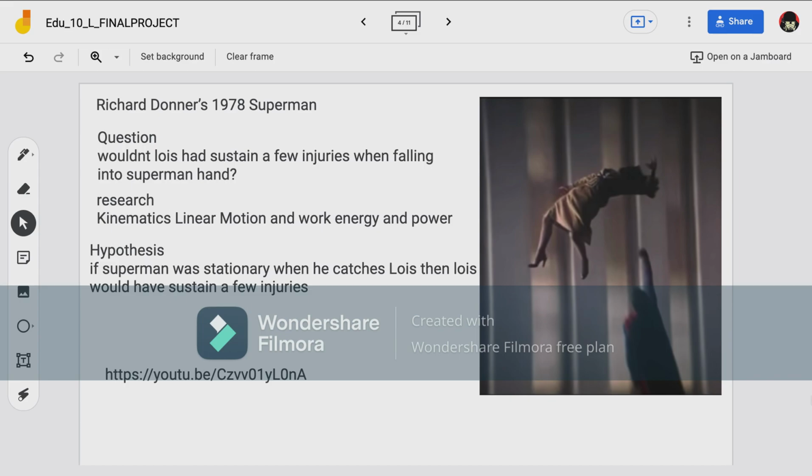My final project on physics is basically rating movie scenes on their physics, whether it's realistic or not. So the first movie scene I'm going to look at is Richard Donner's 1978 Superman.